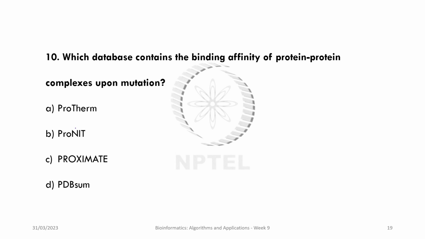Question 10. Which database contains the binding affinity of protein-protein complexes upon mutation? I think I skipped question 9. We have more questions at the end of this year's assignment. We have already seen Protherm, Pronet, PDB, and ProximateS is new, I guess. But for this answer, I did not include the databases because I thought we are all familiar, but I can include them when uploading the slides.